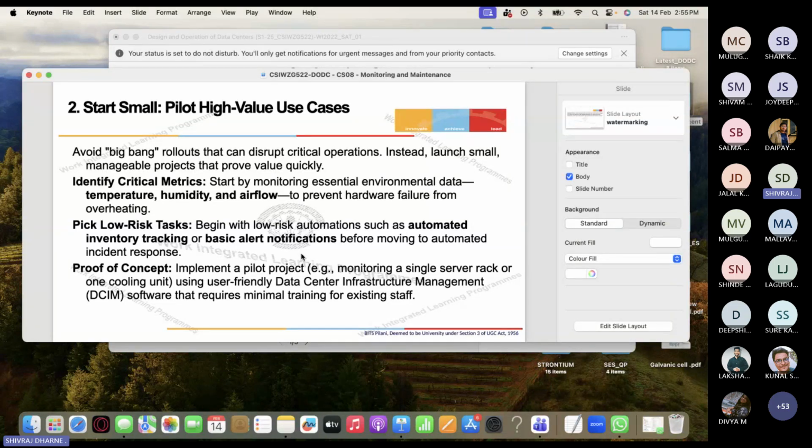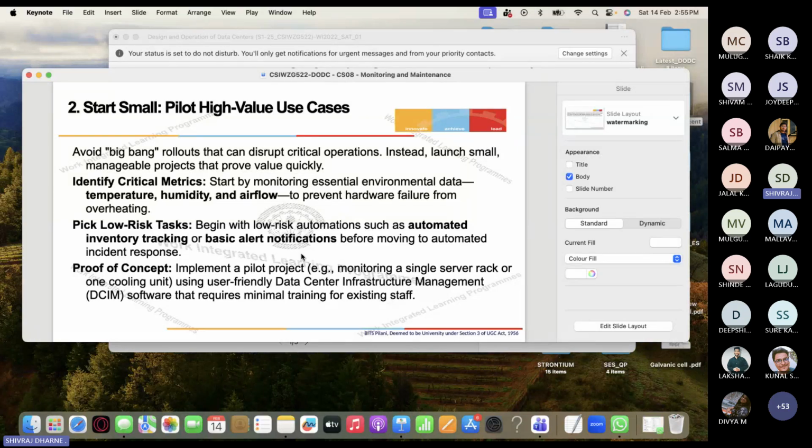You can go to these low risk tasks, and then finally, once you have a proof of concept, you implement a pilot project where you go small, right? Your small infrastructure, monitoring a single server rack or one cooling unit will give you a lot of ideas, a lot of data, and then you can scale up, right? So this data center infrastructure management tool or software will then help you to scale up everything, right? You start minimal.